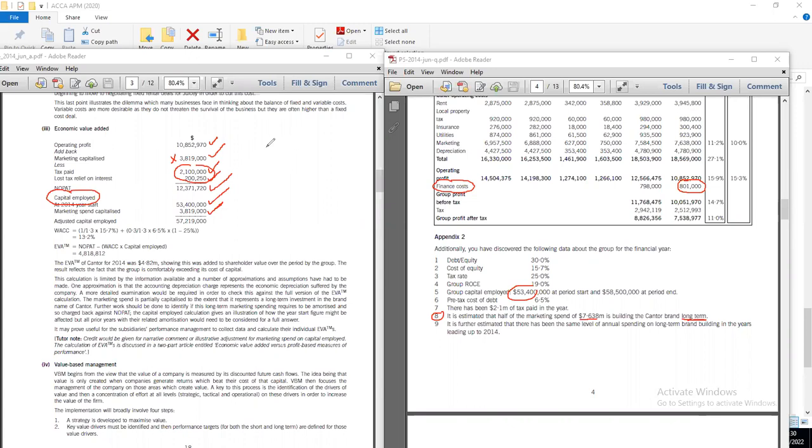The question is silent about economic and accounting depreciation. The question is silent. So what assumption do you make? It's one and the same figure. So there's no adjustment needed. There's no adjustment that is needed. No adjustment is needed for that particular figure. Okay.